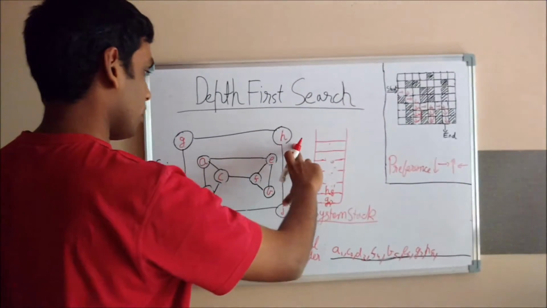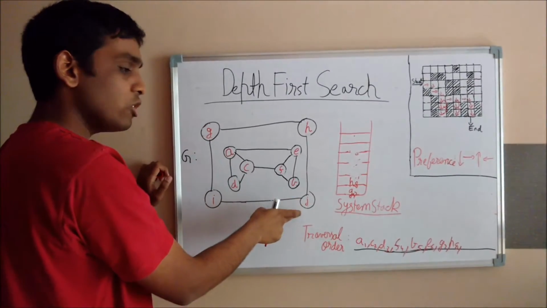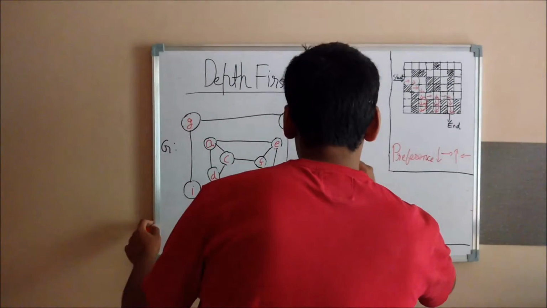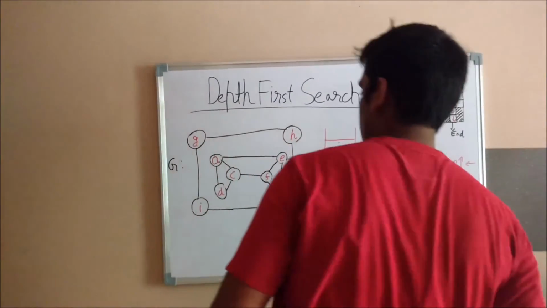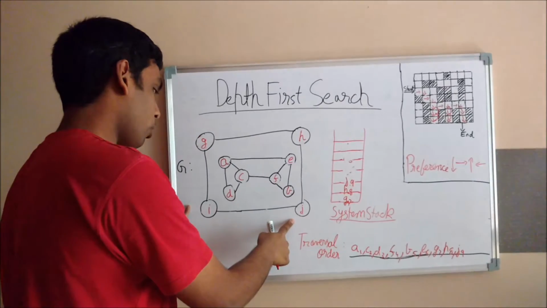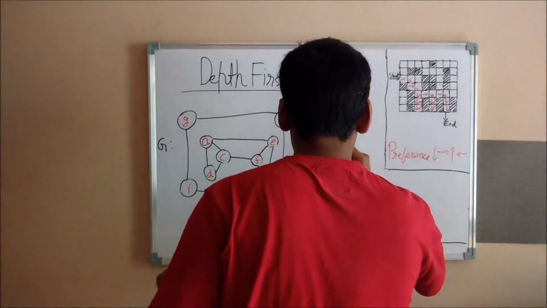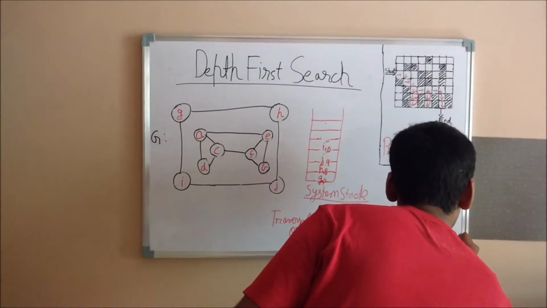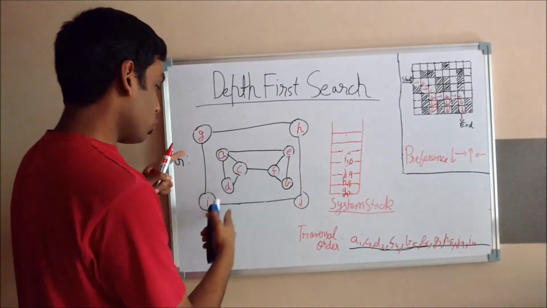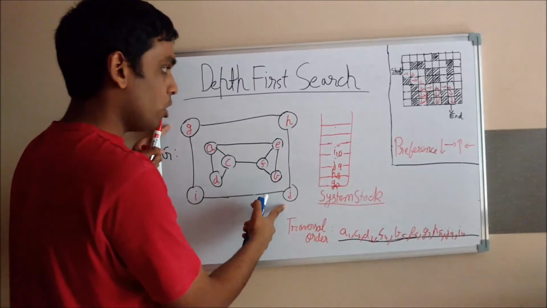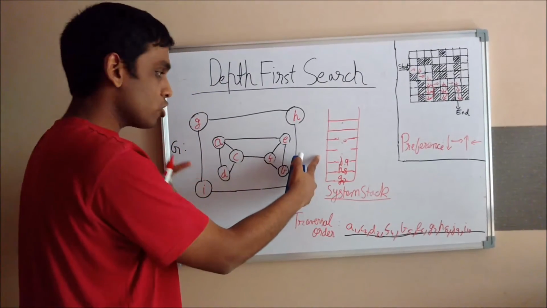H has 2 adjacent vertices G and J, out of which only J is unprocessed. So now J will also enter the system stack. Now J has only one unprocessed vertex I because H has been processed already, and I will also enter the system stack. Because both the adjacent vertices of I, G and J, have been visited already, I can be popped out from the stack. And after I was popped out, the top element of the stack is J.